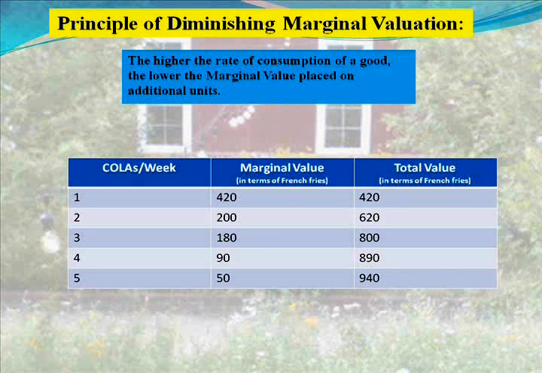Principle of diminishing marginal valuation. The higher the rate of consumption of a good, the lower the marginal value placed on additional units. So below in our chart we see colas per week. That first cola has a marginal value of 420 French fries. And that last cola has a marginal value of 50 French fries. So you can see how the marginal value diminishes, and the total value is calculated as we showed in the previous slide.